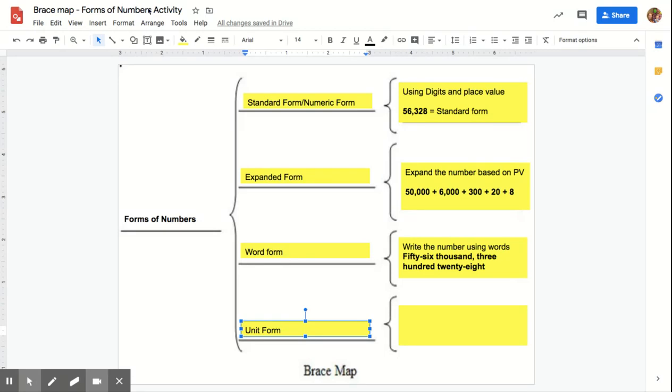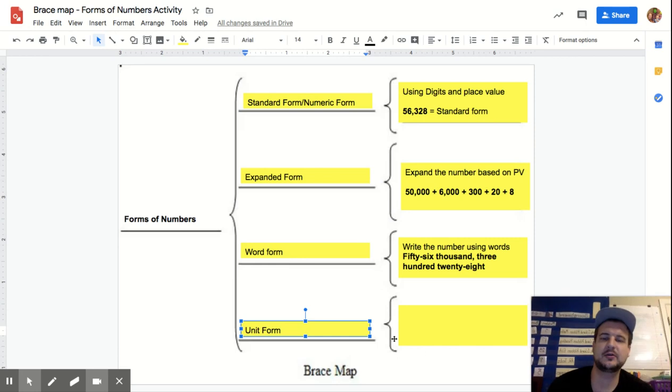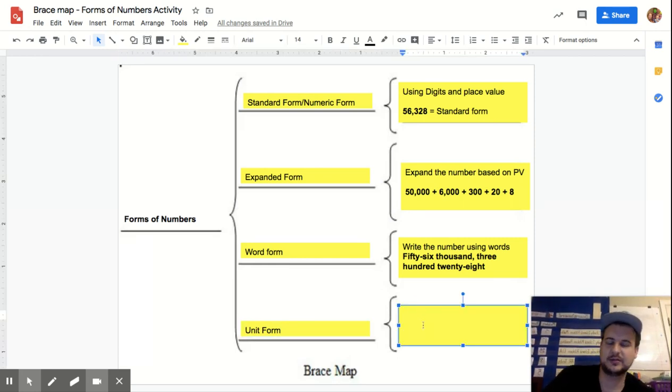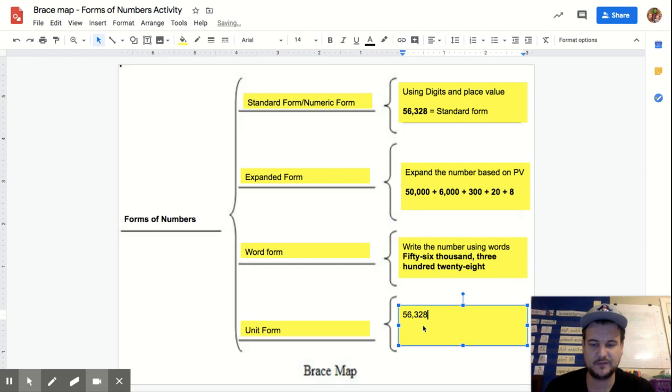Let me make sure I'm saying this right. Pretty sure I am. Yeah. So okay, so we don't use unit form so much. So I'm sorry if I'm messing this up. But anyways, 56,328. There's my standard form. I'm going to put that in unit form. So, to give you a definition, this is a combination of all the forms.